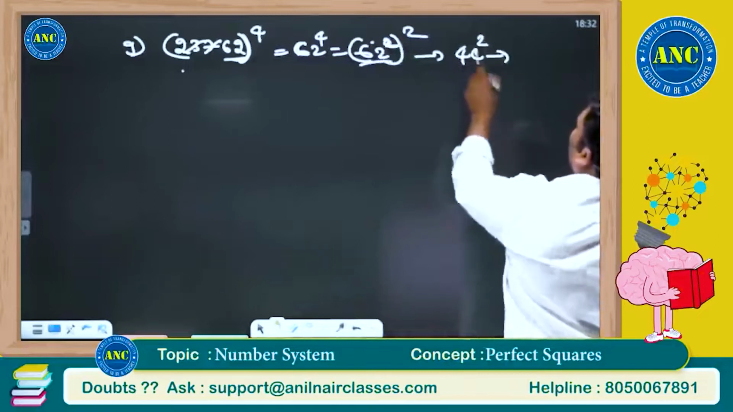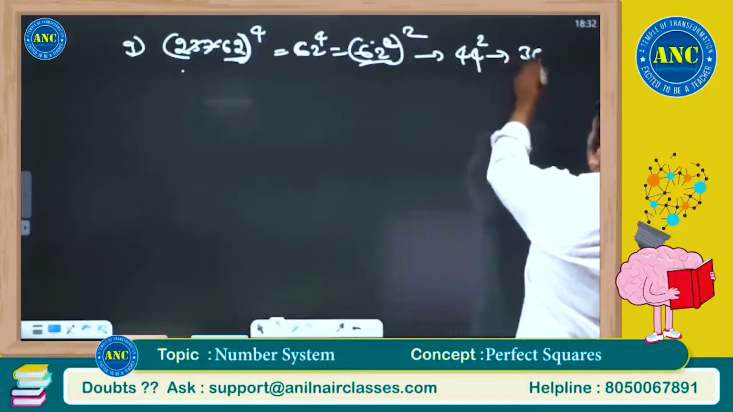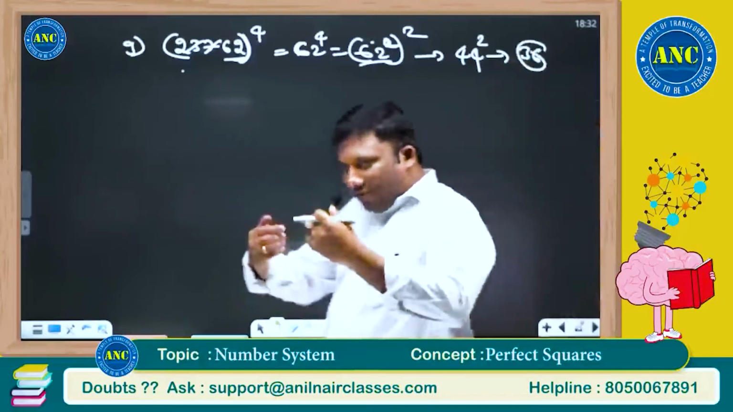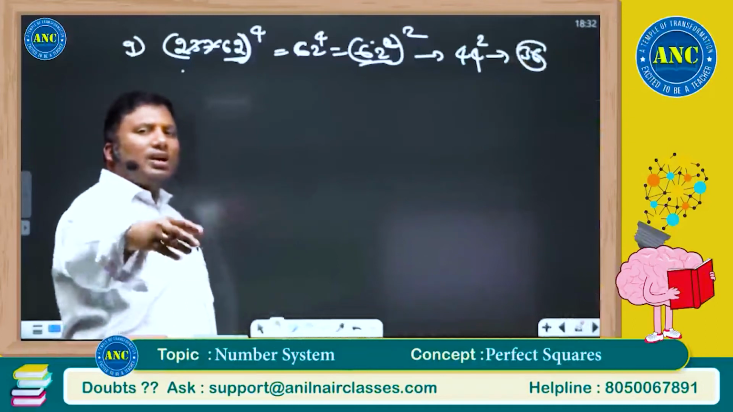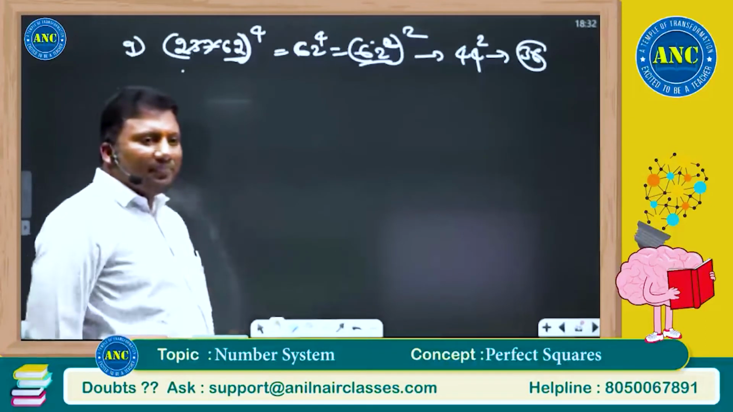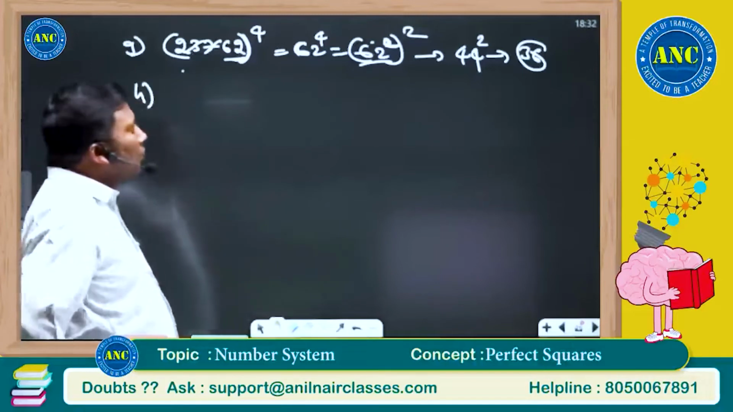44 square. 44 is how much less than 50? It is 6 less than 50. 6 square is 36. First 6 are power 2, next we will take power 4, then power 120, power 360, like that. Right? You can solve any problem.